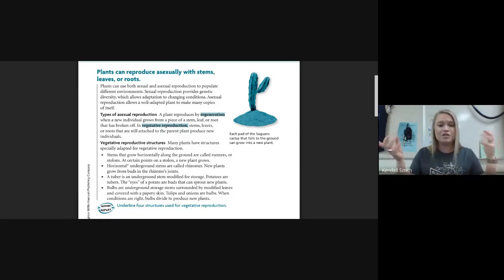So asexual reproduction, that's cloning. They're making just copies of themselves. That means the genetic material of the offspring is going to be identical to the parent. So there's not going to be any variation in those offspring. But for those plants that are very well adapted to their environments, asexual reproduction is very efficient because they're already adapted and they're just creating a lot more of themselves to populate the environment.